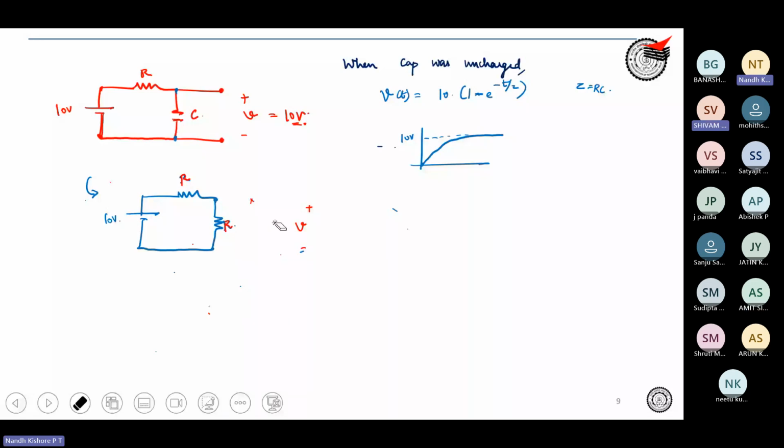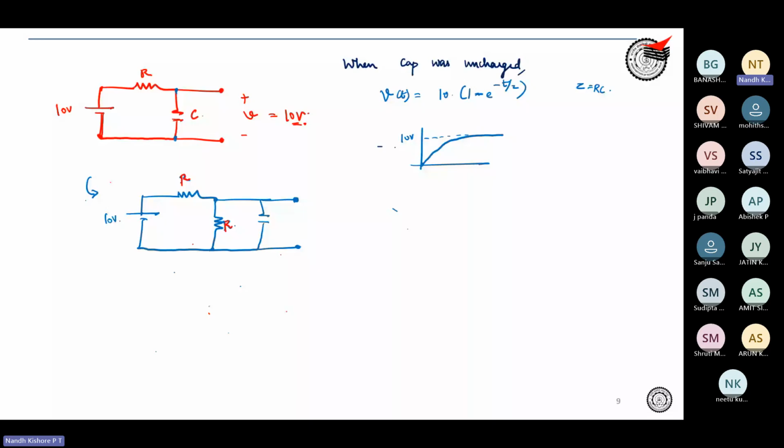5 volt. Correct. So this is 5 volt, right? This is 5 volt because R and R. Now what I do is I connected a capacitor over here, and I want to know the voltage at infinite time.